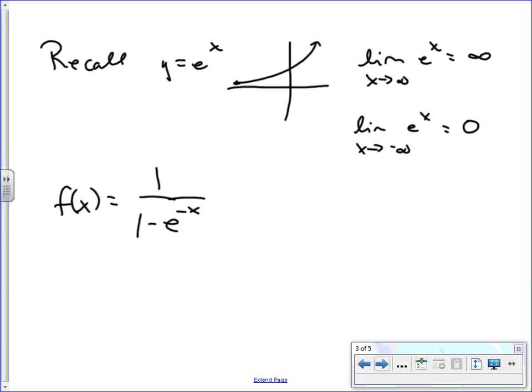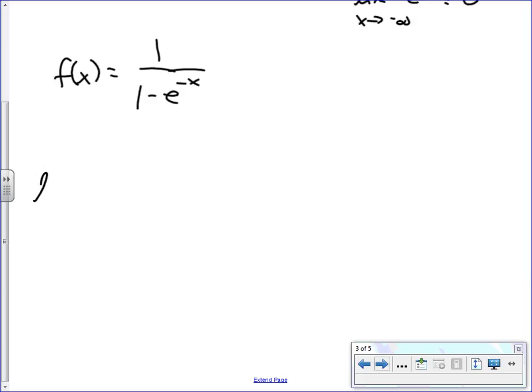So here's my function. And what I want to know is what's happening as x approaches infinity for this function. And also what's happening as x approaches negative infinity. So we'll do it one at a time.